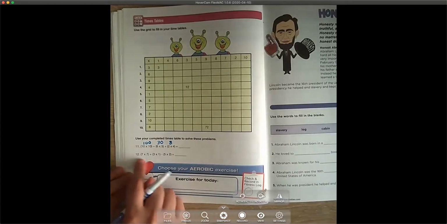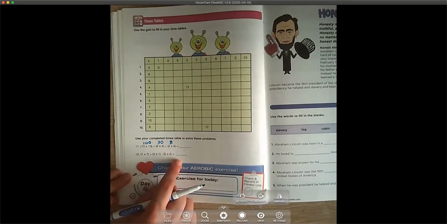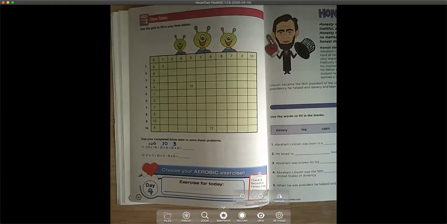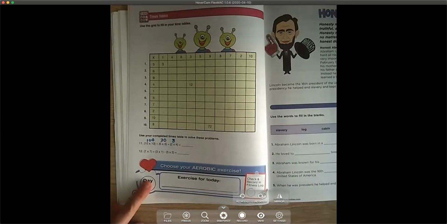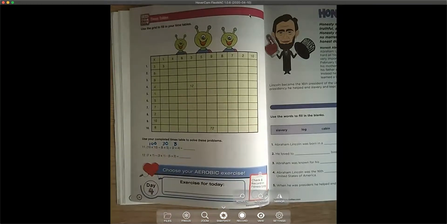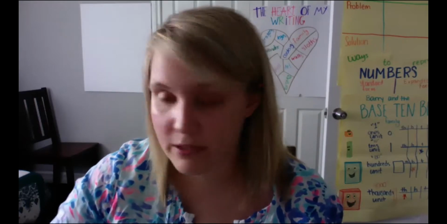They would do a very similar thing down here with number 12. They know they need to multiply first before they can add. And then what aerobic exercise did they do today? That is what the learning stuff is in the Smart Fit books for today.